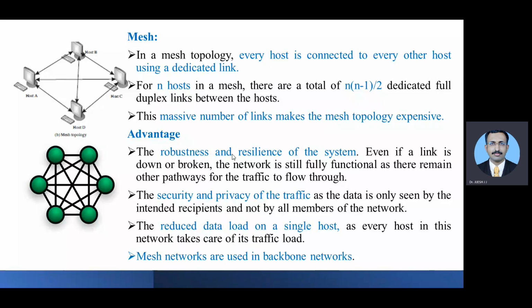And there is the security and privacy of the traffic, as the data is intended for a specific host, so it can maintain the security as well as privacy of the entire system and reduces the data load on a single host. The mesh network is used in backbone networks. So these are some of the advantages of using a mesh network. The main advantage is that if any one link fails, the rest of the connectivity is not impacted.